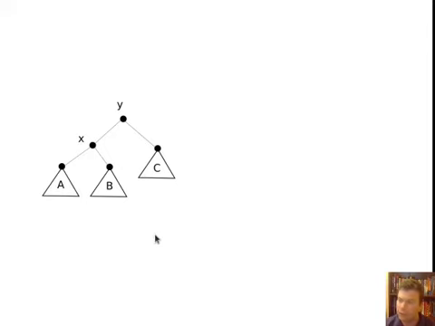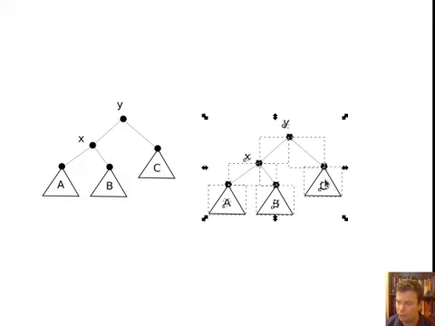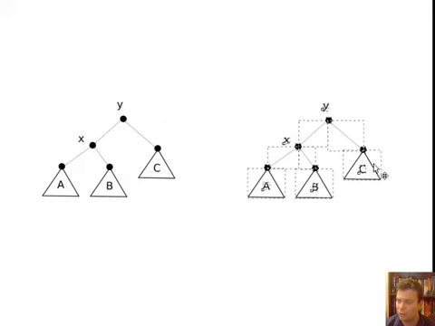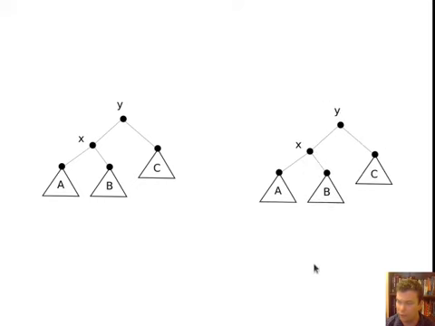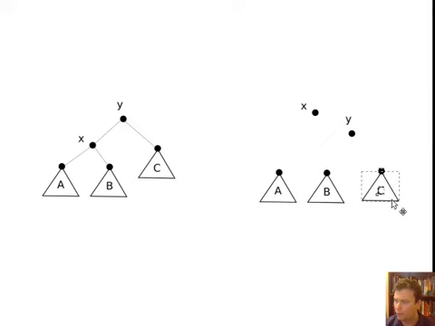Okay, so what I'm going to do is a clockwise rotation about the node Y. That's what we call it, a clockwise rotation about Y. We are going to promote X to be the root, and then we're going to move Y down, and we're going to move C down. B is going to stay where it is, but A moves up.